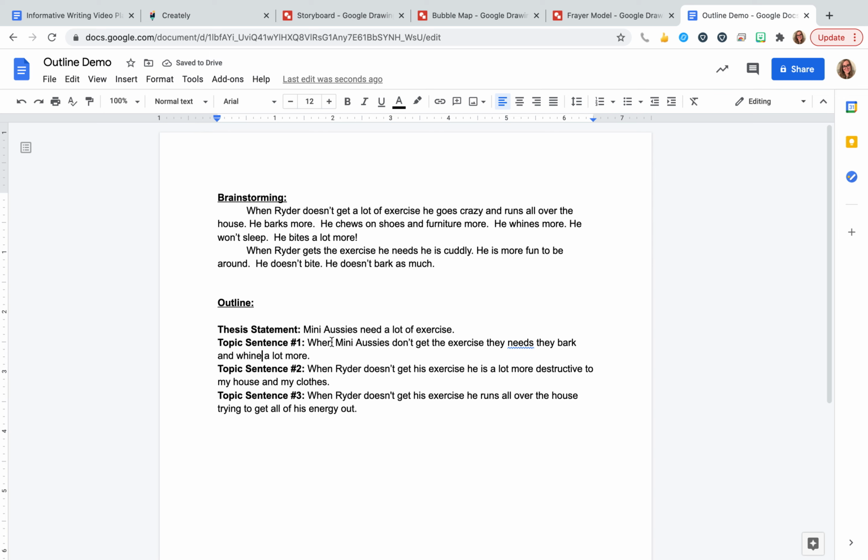Okay, so I know that I'm going to have to link my experiences to the general population of mini Australian Shepherds in the world. So it might just be easier to keep the entire essay about mini Aussies in general instead of about my mini Aussie. We'll talk a little bit more about that in later lessons, but this kind of gives you an example of the process that I use for brainstorming and outlining.